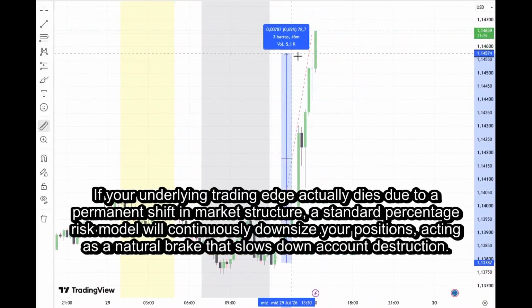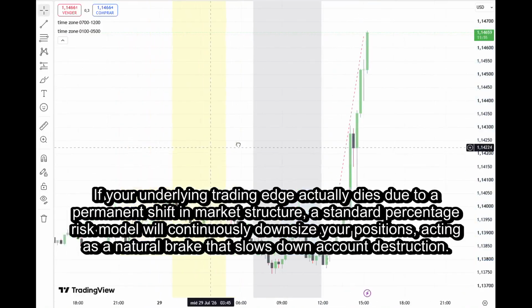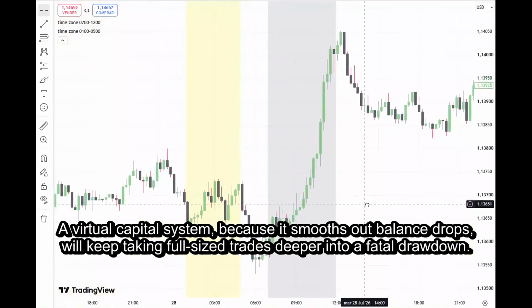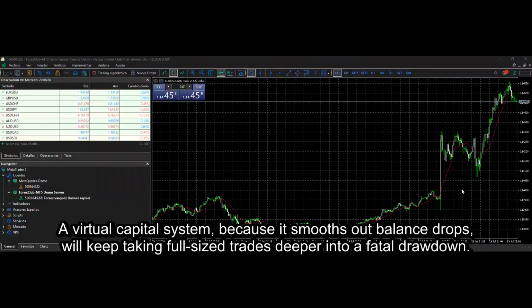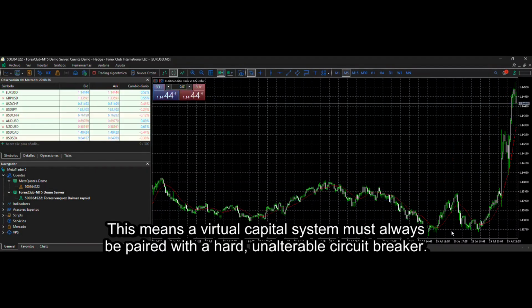If your underlying trading edge actually dies due to a permanent shift in market structure, a standard percentage risk model will continuously downsize your positions, acting as a natural brake that slows down account destruction. A virtual capital system, because it smooths out balance drops, will keep taking full-size trades deeper into a fatal drawdown. This means a virtual capital system must always be paired with a hard, unalterable circuit breaker.